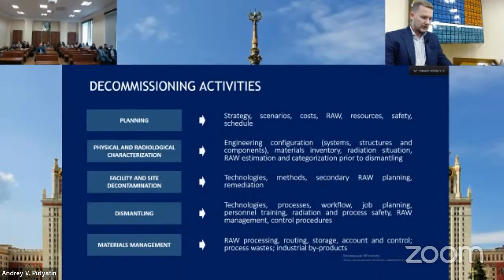As you know, decommissioning consists of several technological stages, including planning, characterization, decontamination, dismantling, and material management. Each stage has a set of procedures, most of which require collection and processing of a huge amount of engineering data. For the purpose of characterization only, we need to obtain the actual engineering configuration of the facility, perform material inventory, measure and calculate radiation situations and characteristics, estimate the radioactive waste amounts, and categorize them prior to the dismantling.